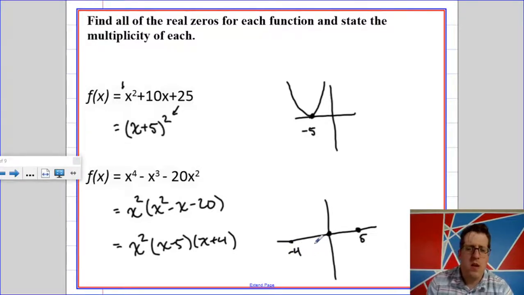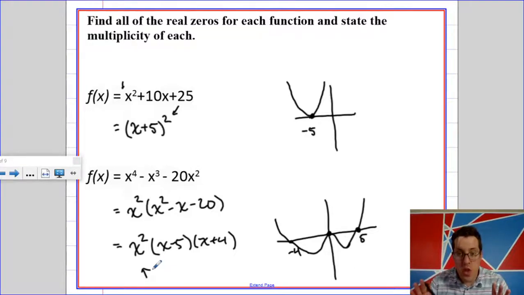Graph not to scale. So this graph has to end up with both ends facing upwards, again, because just like the last one, it has an even degree, and it has a positive leading coefficient. It has to cross through the zeros at -4 and +5, but it has to bounce off the 0 at 0 because of the even multiplicity. So suddenly we know tons more information about our graph.